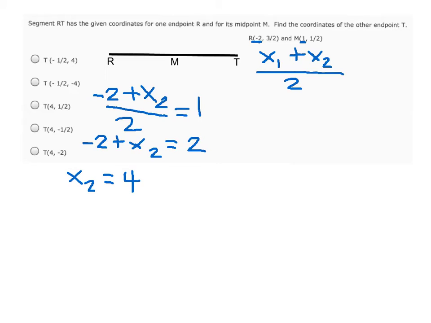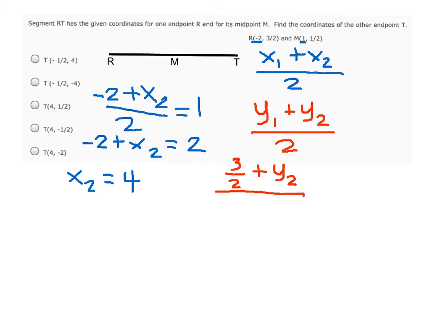Now, since we have the x-coordinate, we need to do the same thing for the y-coordinate. And remember, we're finding the average of the endpoints' y-coordinates, so we have y sub 1 plus y sub 2 divided by 2. And again, we already know y sub 1 is 3/2, so we plug 3/2 in for y sub 1, and we still don't know what y sub 2 is, and that is divided by 2, and equals the y-coordinate of the midpoint, which is 1/2.